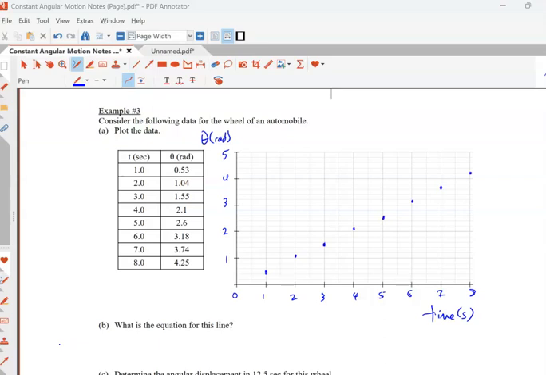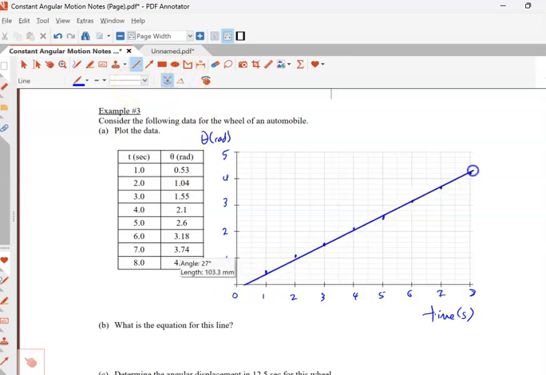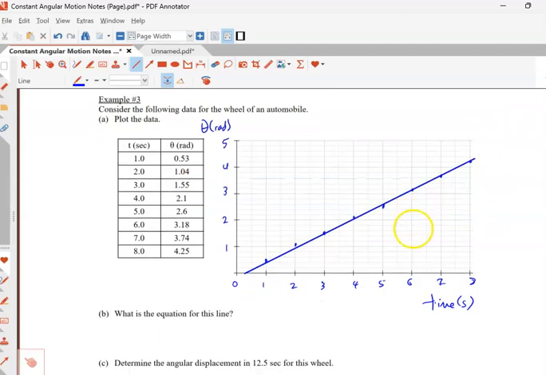Oh, that was fast. Now what we'll do is put in a line of best fit. So we're going to try to fit a line through that data as best as we can. Hopefully we get an equal distribution of the number of points above and below the line. And so then that's part A. That's what we call a C-level question. You should all be able to do that.